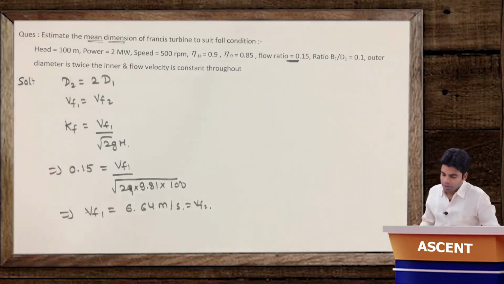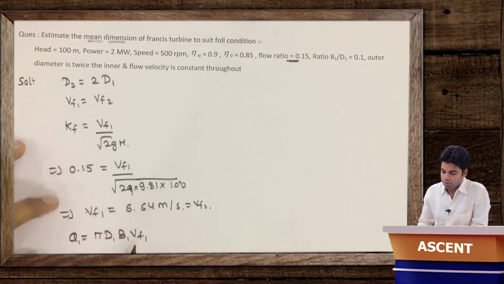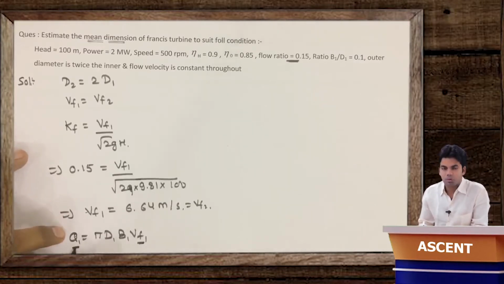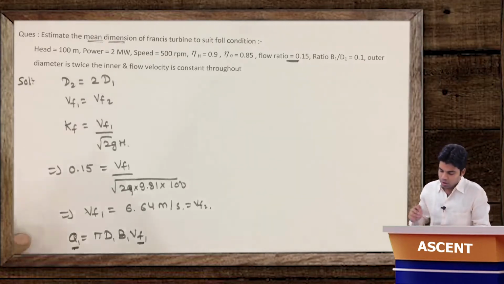Getting this? Now second thing, we can determine the value of Q. Because ultimately we have to determine the value of width, and how can we determine this? Q is equal to pi d b Vf, pi d1 b1 Vf1. So first we have determined the value of Vf1, second we will have to determine the value of Q1, then we will have the relation between d and b, and we will be somewhere close to our target. Now second thing is to determine the value of Q1.